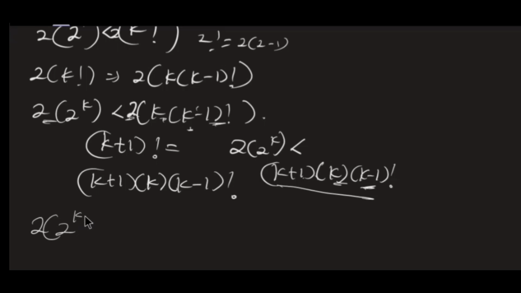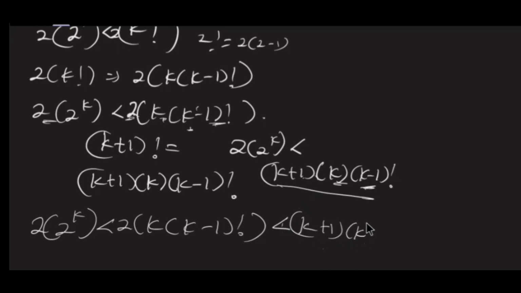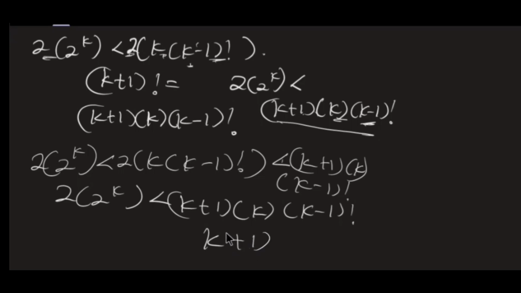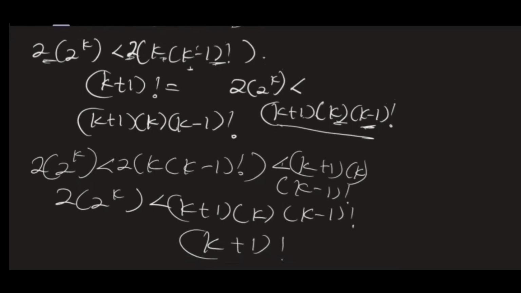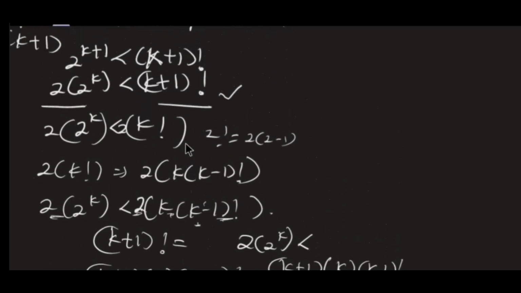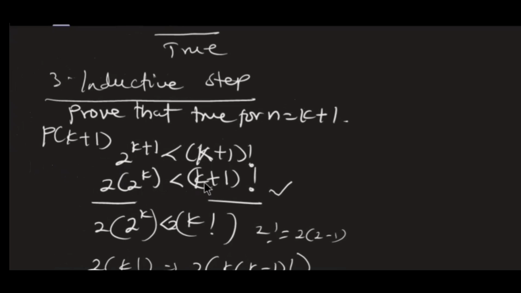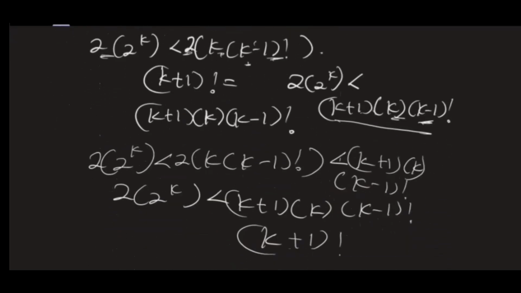So 2 multiplying 2 to the power k is less than 2 multiplying k minus 1 factorial. Then this whole thing is less than k plus 1, k, multiplying k minus 1 factorial. For that reason, we can clearly see that 2 multiplying 2 to the power k is less than k plus 1, k, k minus 1 factorial, where everything here is the same as k plus 1 factorial. So we can see that this makes our inductive step true: 2 multiplying 2 to the power k is less than k plus 1 factorial. Hence, our statement has been proven to be true.